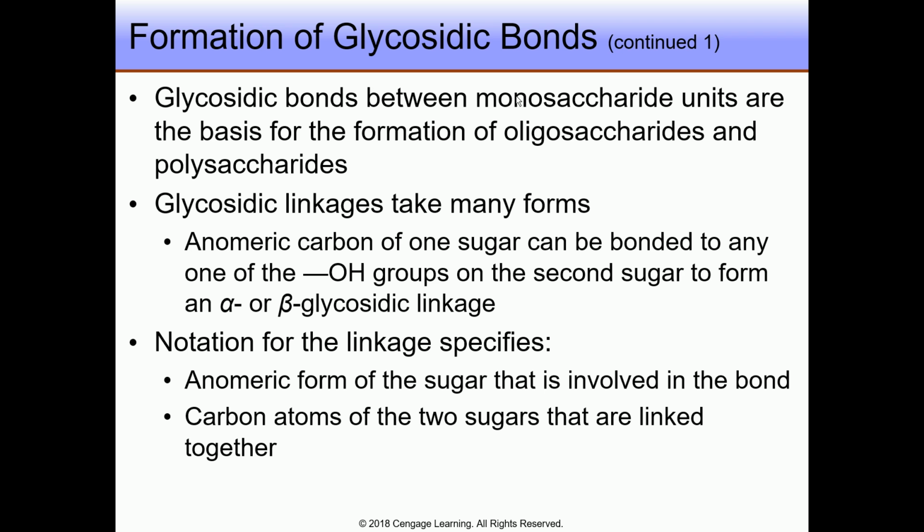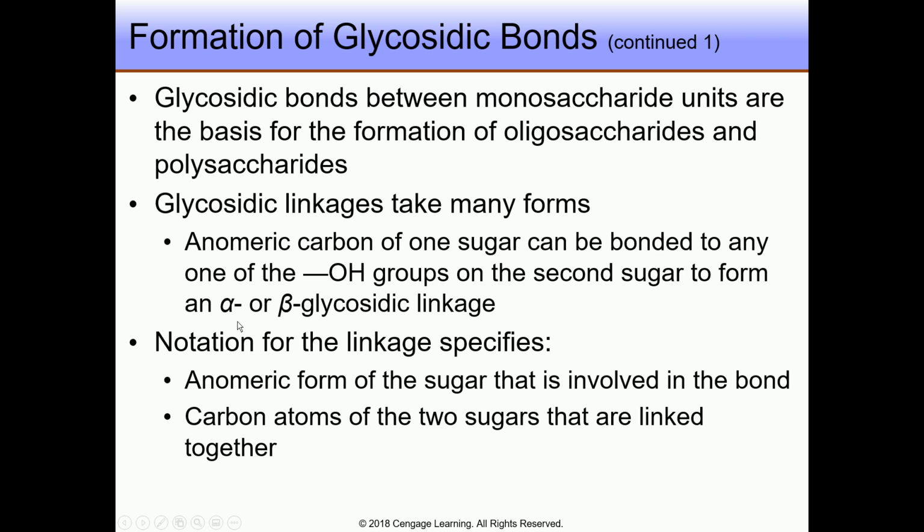So these glycosidic bonds can be present in disaccharides, in trisaccharides, and in polysaccharides, because they are the bonds which are connecting the monosaccharides. And the glycosidic linkages, or glycosidic bonds, can be alpha or beta. They can be alpha or beta glycosidic linkages.